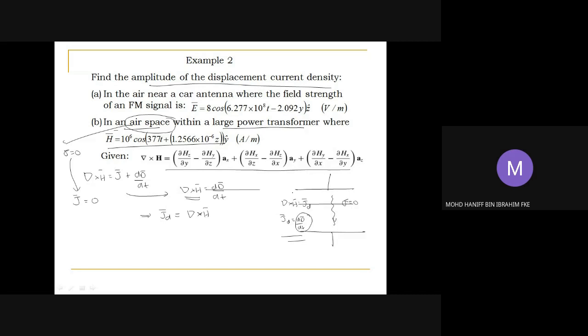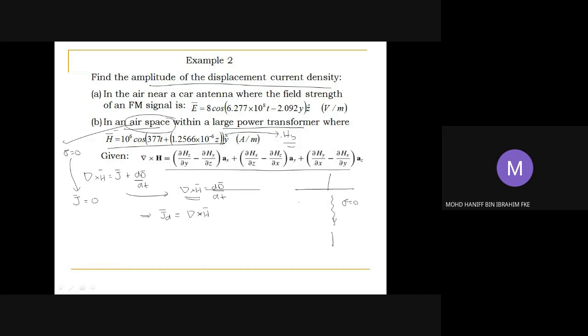Okay then, so we go back to this example. Thank you, Rehan, for your questions. We go back to this example here. So we have to do a curl operation for the H field here. For this particular H field, we have H in the direction of Y, which means that this is the HY component.